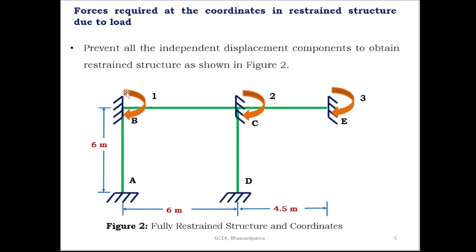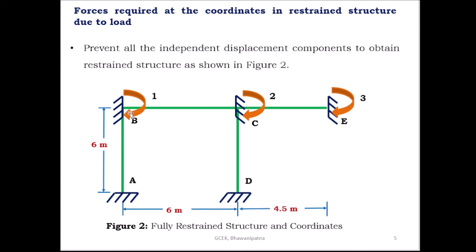Then after getting the fixed end moments, find out what are the forces acting in the coordinate directions 1, 2 and 3 respectively. So this is the fully restrained structure and these are the coordinates.